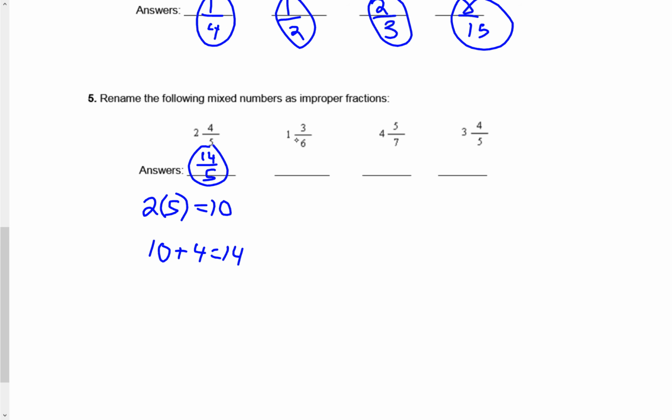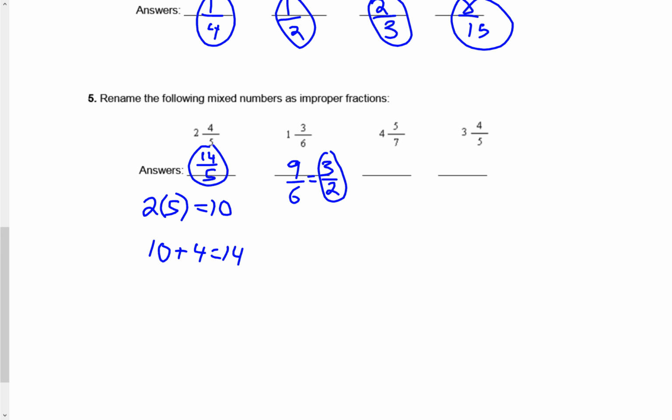1 times 6 is 6. Add 3, you get 9. So we get 9/6. And that one actually, if you reduce it, like we did with the last one, you reduce it by dividing 3 on both the top and the bottom, and you get 3/2. That would be your improper fraction.